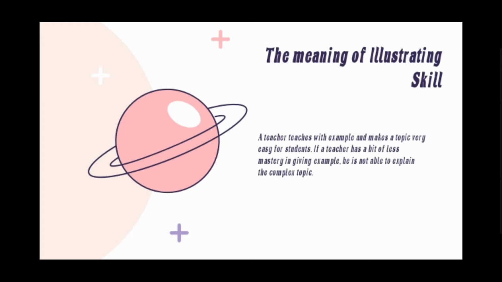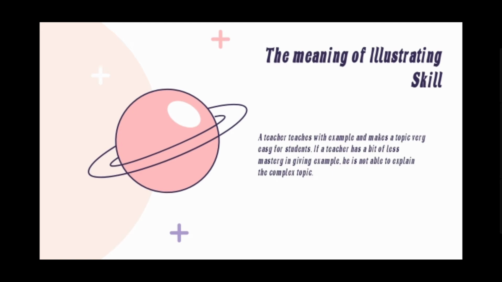So if a teacher has a bit of less mastery in giving examples, he is not able to explain the complex topics. So in simple words, we can say that the use of different diagrams or other examples and clarifications with the help of some examples is illustrated. In this skill, a teacher must be trained. If he is not, then the teaching may not achieve the goal set up before. The examples which are given during the teaching learning process must be very relevant to the topic so that they can be used in teaching. If the examples are not related to the topic, they may misguide the students.